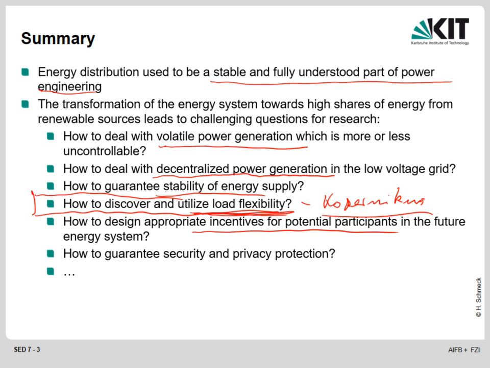So why should a homeowner offer flexibility and shift loads, like shifting the times for the washing machine or dishwasher to different times? What are the incentives? Why should they do that, just to help the system without having a real individual benefit? So this is also an important problem: how can we manage that people actually offer that flexibility? And how can we guarantee security and privacy protection? We just talked about that.